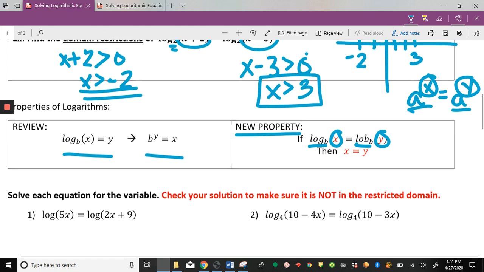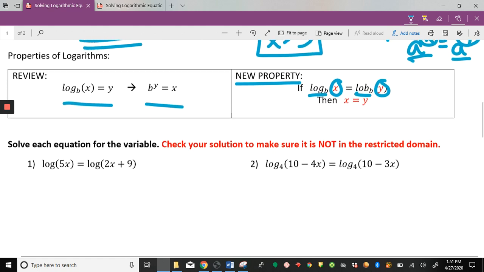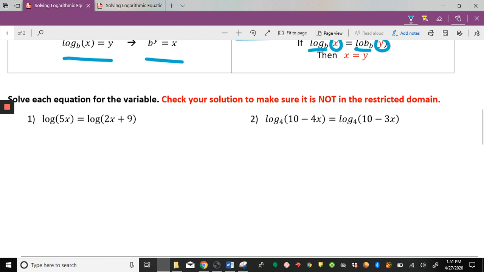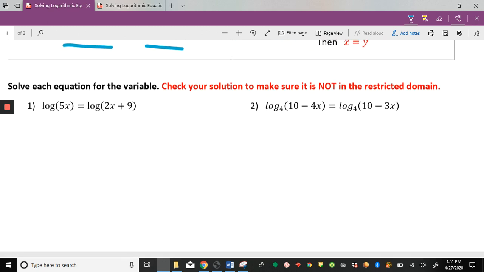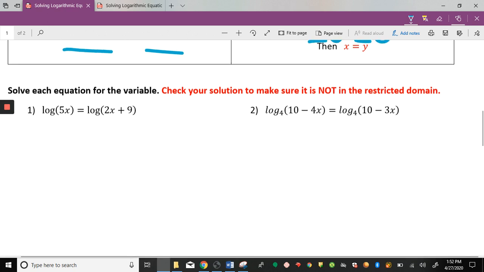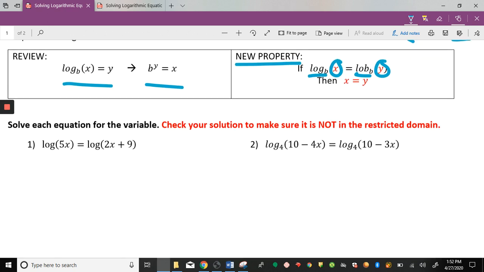All right, so here are our first two examples. Okay. Solve each equation for the variable. Check your solution to make sure it is not in the restricted domain. So if I'm going to solve this, let me zoom up here. It's not going to help me really to change this into exponential form because I don't have a log on this side, right? But my new property, my one-to-one property, I can use because even though it's not written, those are both log base 10s.